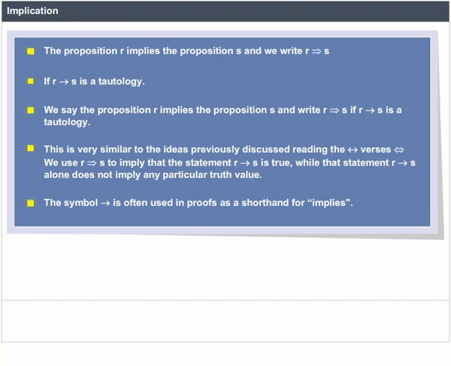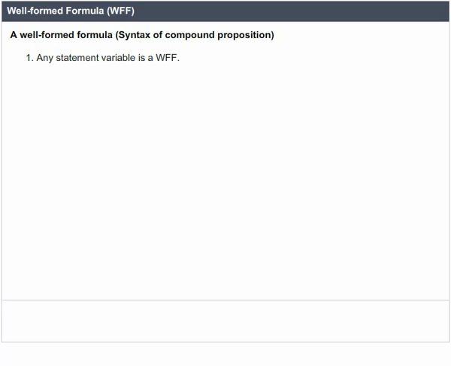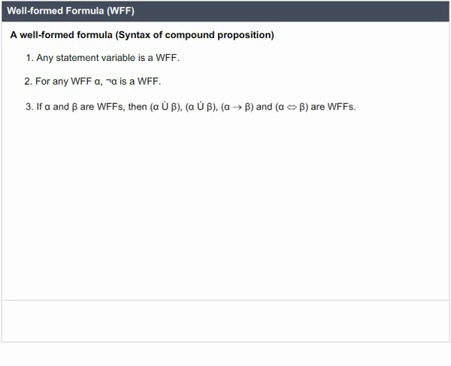Well-formed formula, WFF. Syntax of compound propositions. Any statement variable is a WFF. For any WFF alpha, not alpha is a WFF. If alpha and beta are WFFs, then alpha or beta, alpha and beta, alpha implies beta, and alpha if and only if beta are well-formed formulas, that is, WFFs. A finite string of symbols is a WFF only when it is constructed by steps 1, 2 and 3.